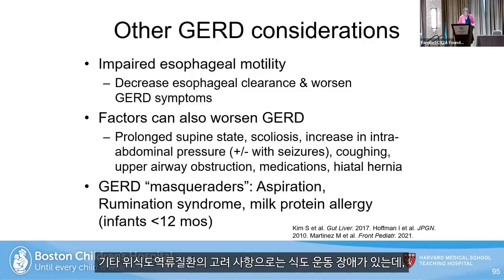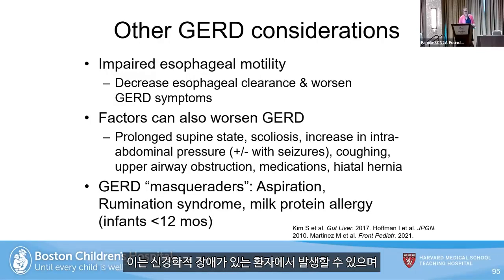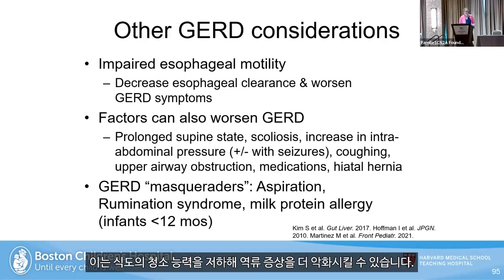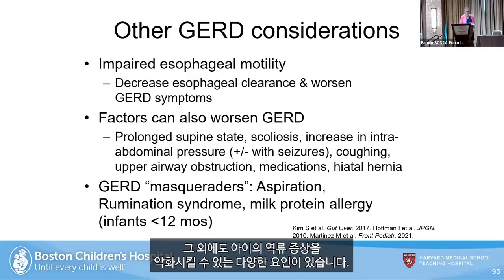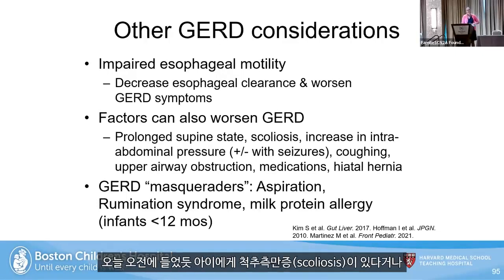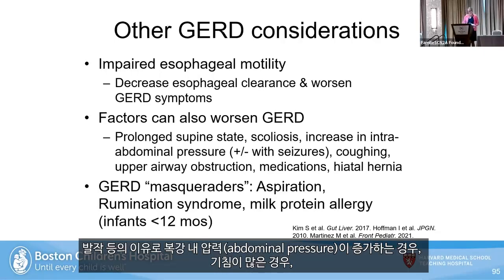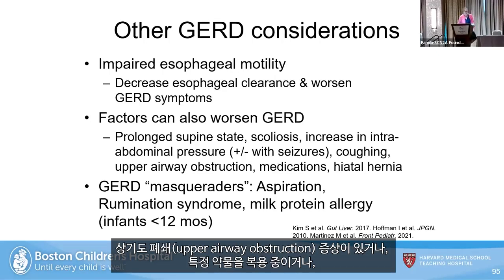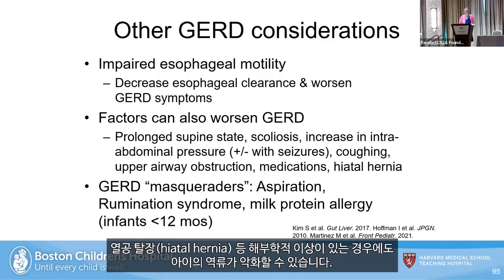Other gastroesophageal reflux considerations include impaired esophageal motility, which can happen in patients with neurologic disability. They can have decreased esophageal clearance, which can in turn worsen their reflux symptoms. And then there are a variety of factors that can worsen a child's reflux: a prolonged supine, meaning lying flat, state; scoliosis, which we've heard a lot about this morning; any increase in intra-abdominal pressure, which can sometimes happen with seizures or a lot of coughing; symptoms of upper airway obstruction; various medications; or an anatomic abnormality such as a hiatal hernia. Those can also worsen an infant's or child's reflux.